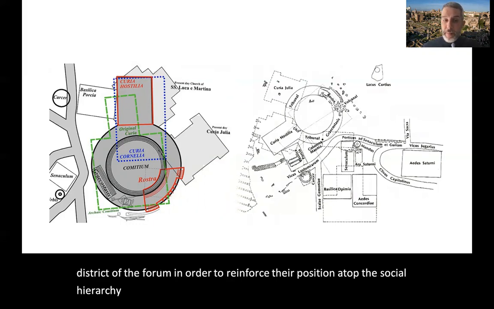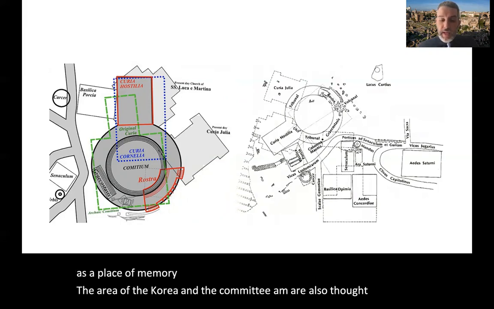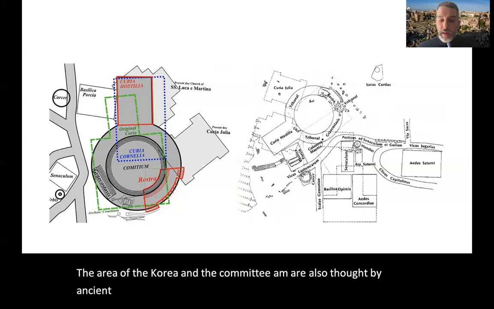As a place of memory, the area of the Curia and the Comitium are also thought by ancient Romans to be connected to the founding figure of the city of Rome, namely Romulus.